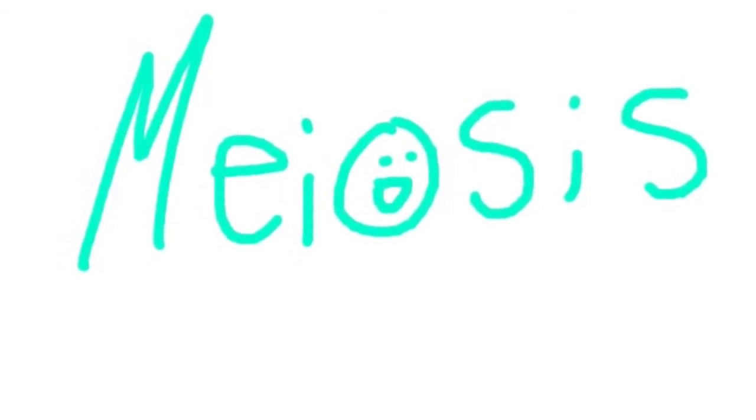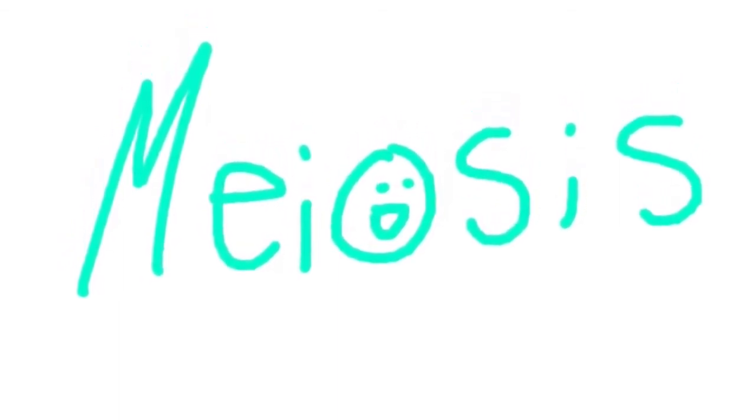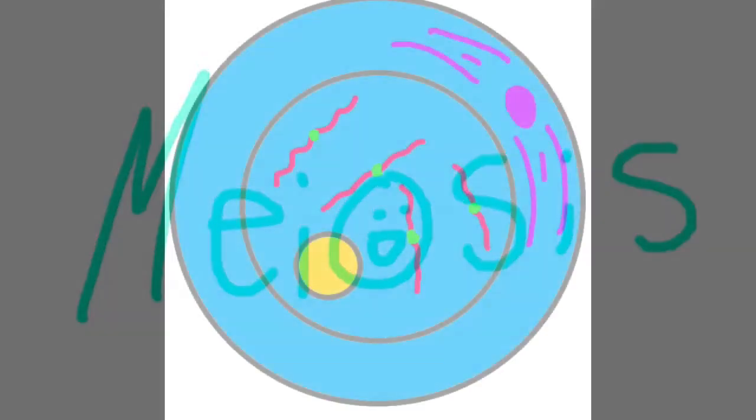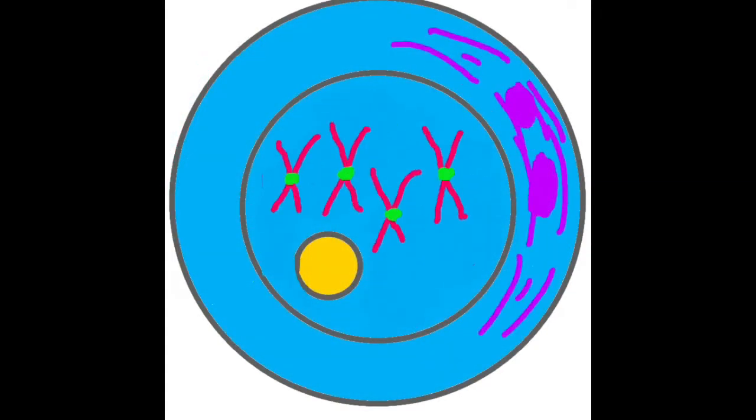The cell membrane begins to constrict. Telophase 2 has been completed. There are now 4 cells, each with half the number of chromosomes as the parent cell.